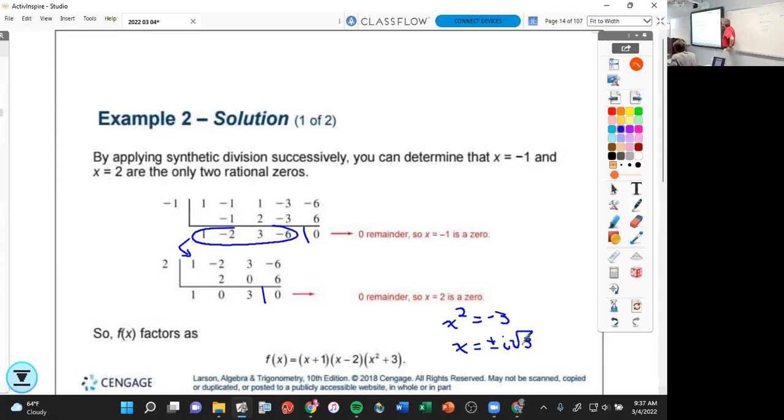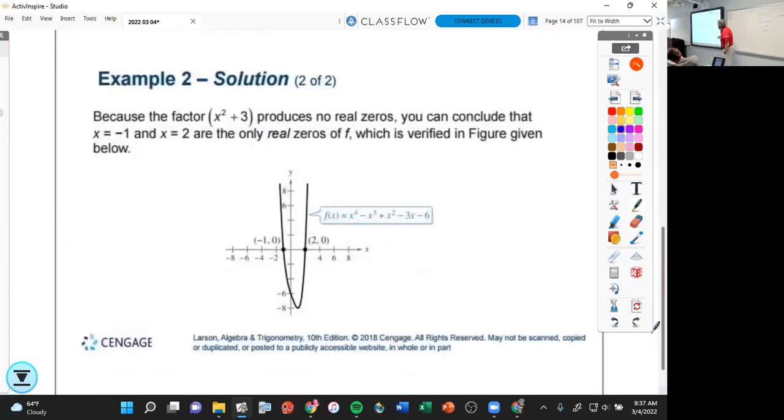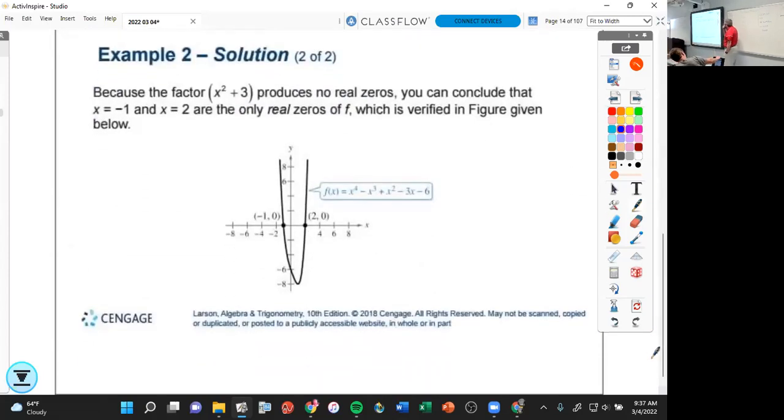Yes. So these are the 4 zeros, the 4 factors of this. There's a graph of it. Can you see that that graph only touches the x-axis twice? Does it make sense that there's only 2 real roots because it only touches twice? But if there have to be 4, then the other 2 have to be complex or imaginary. And I've already found what they were. Moving on.